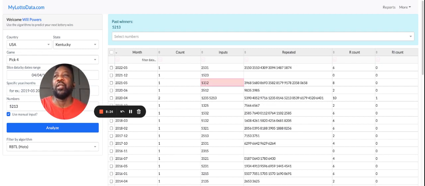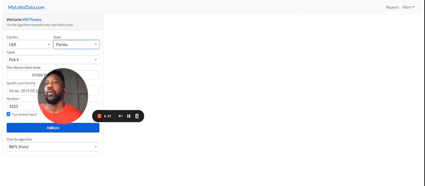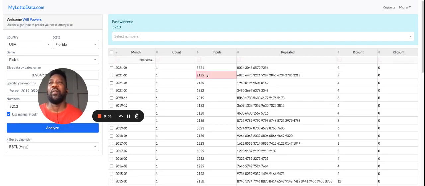So she said last year she believed that Kentucky was following Florida, so she would play like $5, and then she played 1352, something like that. But for Florida, she switched it up and she played like all versions of 2135. So you see the 1352 right here on May 2021. But if I switch it back to Florida, you'll see what I'm talking about in a minute. Putting it back on Florida. You see how that 2135 also came out in Florida on 5/2021.